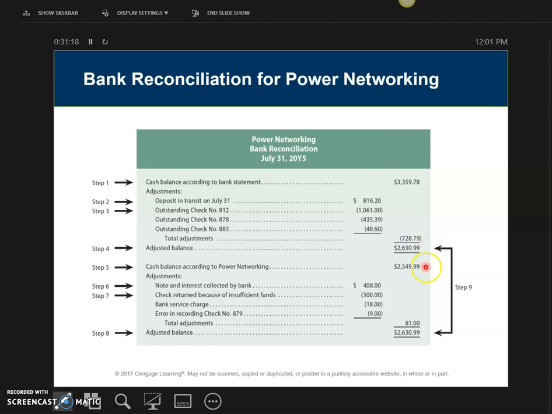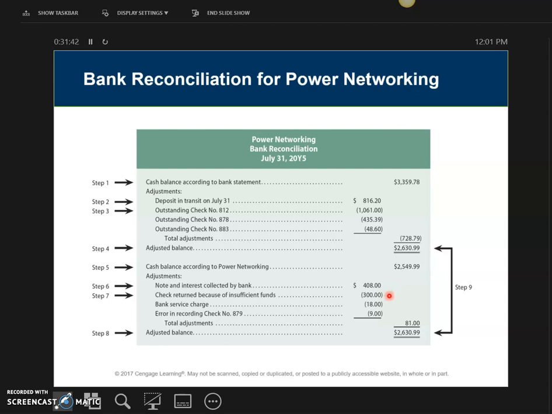So now we're going to start down here with the same thing. This is the balance in my ledger account at the end of July. Here are all the things added. So that $408 was added because the bank issued a credit memo. Remember that. I got a total of $408. $400 is for notes receivable. $8 is for interest. Then these are all the things that will subtract.